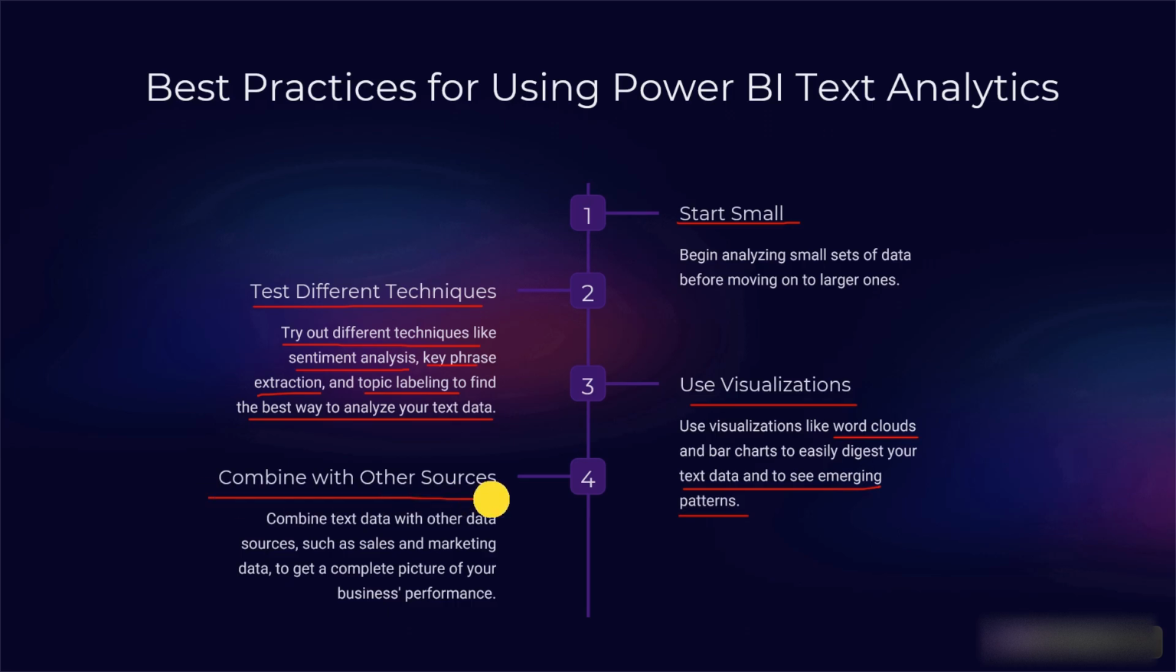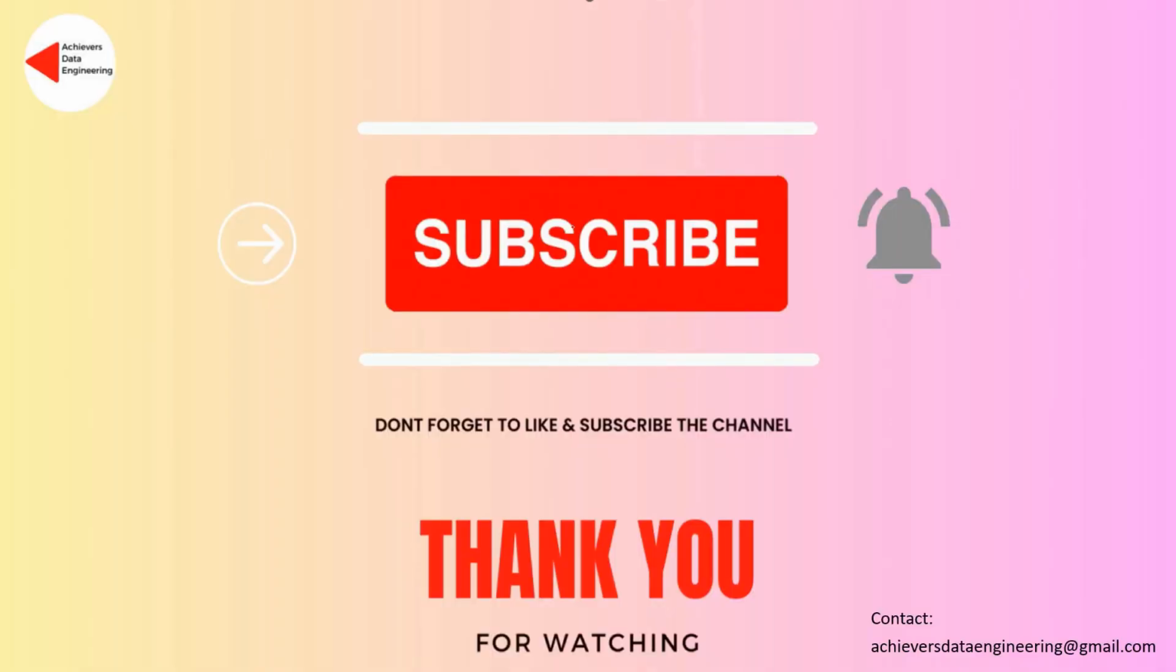Then combine with other sources. Combine text data with other sources such as sales and marketing data to get the complete picture of your business performance. So it should not be based only on the reviews. There should be a lot of sources of information when it comes to text analytics for your business. You should have a critical comparison between reviews from different sources, and then we should come up with some solution.